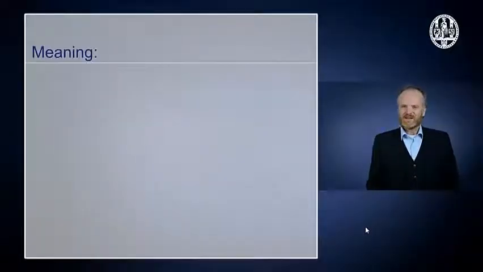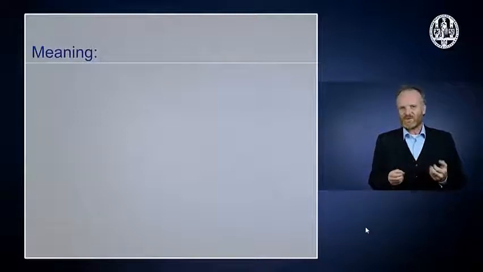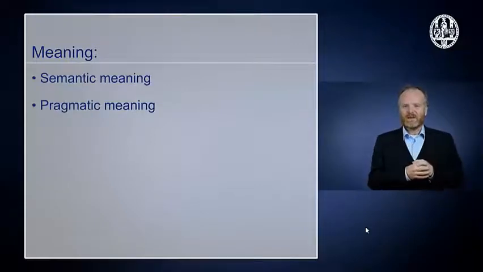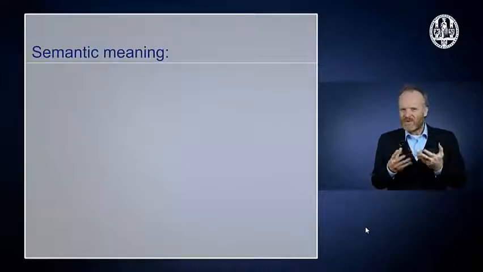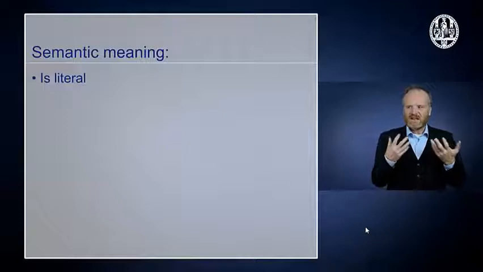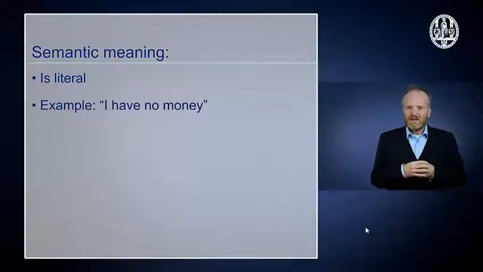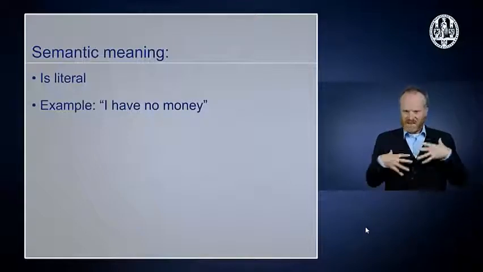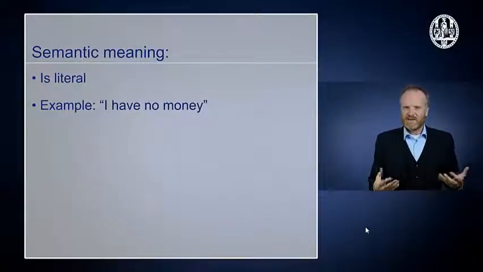In linguistics, we generally distinguish between two types or two levels of meaning. There's semantic meaning on the one hand and pragmatic meaning on the other. Semantic meaning is something which is very close to what you would ordinarily call literal meaning. If I say a sentence like, "I have no money," the semantic meaning of that sentence is some claim about this person here and his financial state.